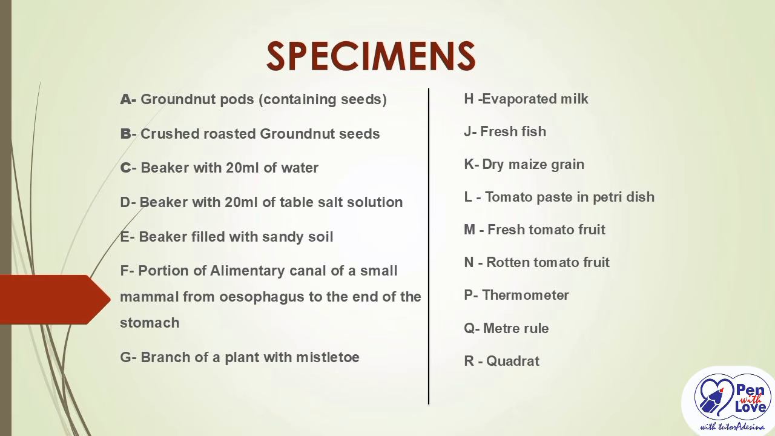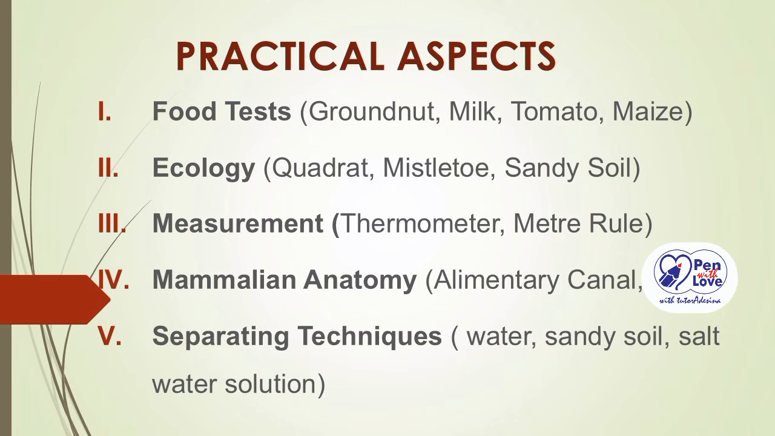Now, for this practical, I will streamline it into 5 to 6 aspects which I want you to pay attention to. According to those specimens given to us, there will certainly be food tests, because from the groundnut, from the milk, from the tomato, and from the maize, we can have tests for protein, tests for reducing sugar, tests for carbohydrate, starch, and we can also have tests for fat and oil, according to what we were given and those reagents I have mentioned earlier.